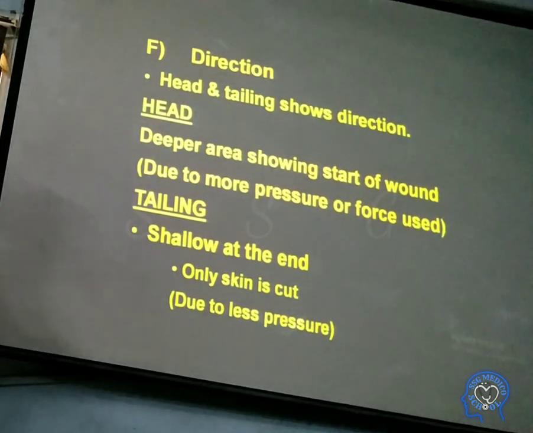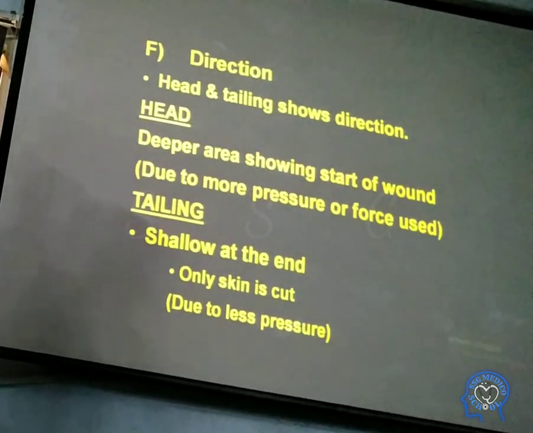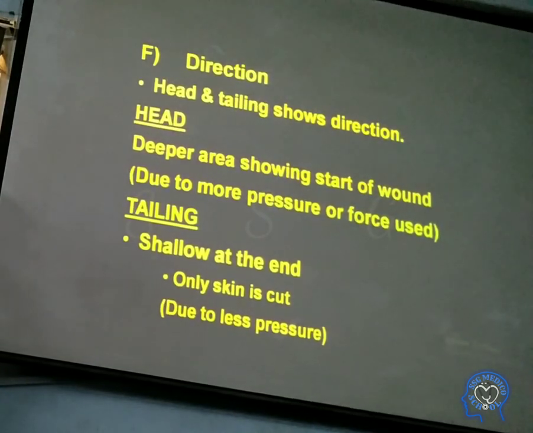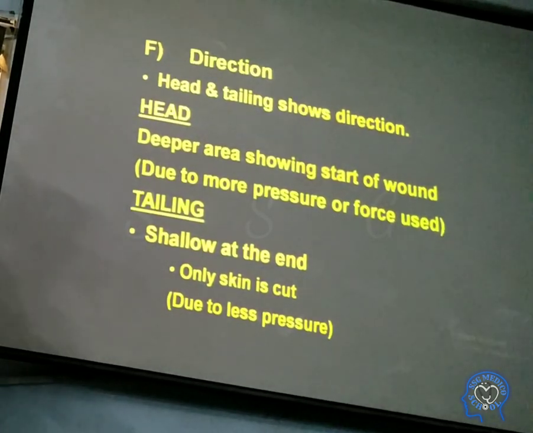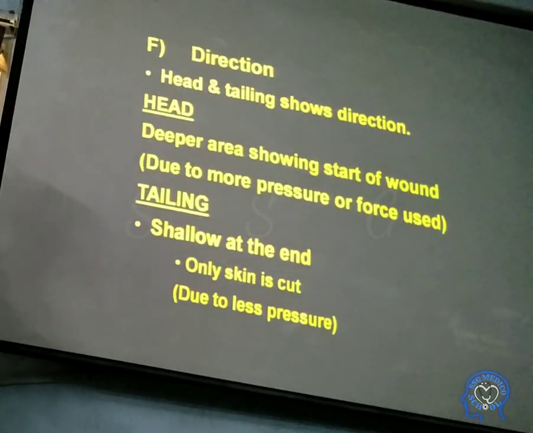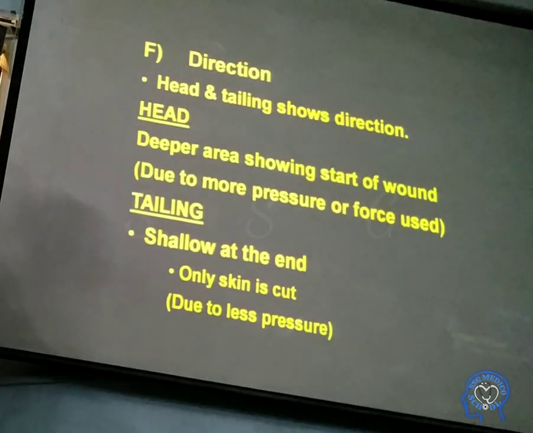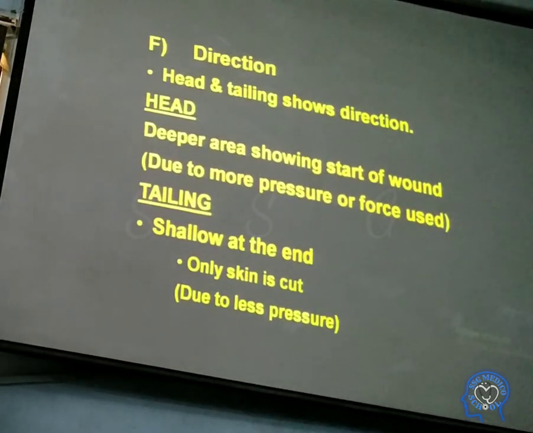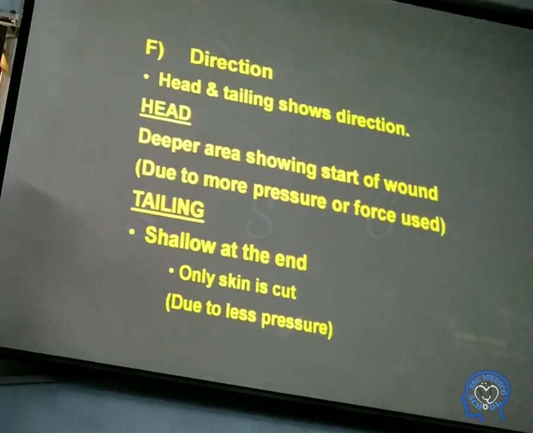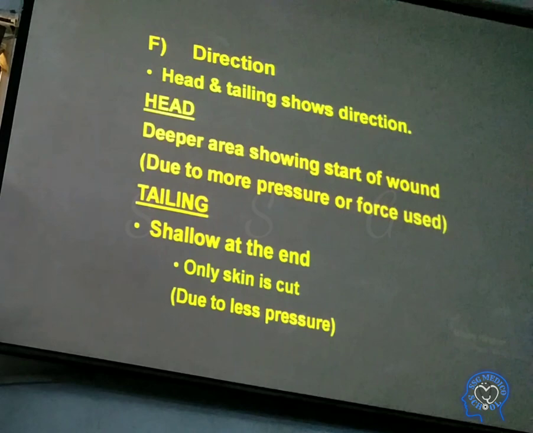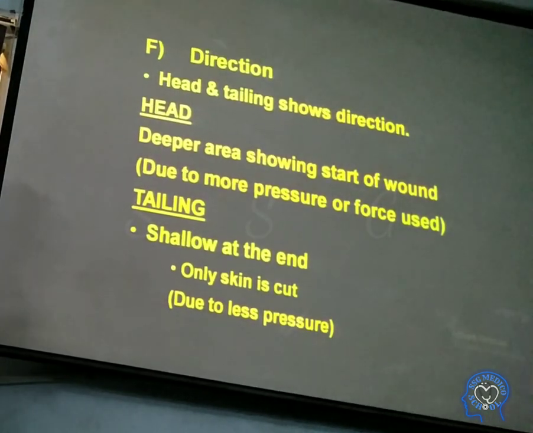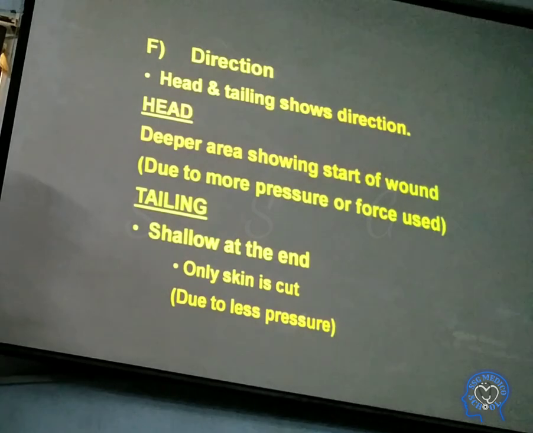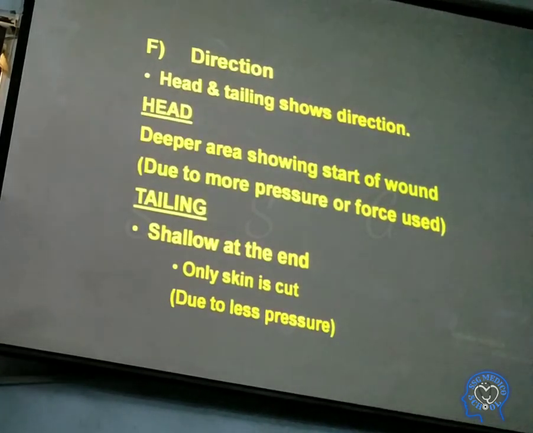Direction. There is a head and there is a tail of the incised wound. Head and tail show the direction of the wound and position of the attacker. Head, deeper area, showing the start of wound. It is deep because more pressure is applied. Tailing, shallow at the end. Only skin is cut. It shows the direction of the weapon used. Next.